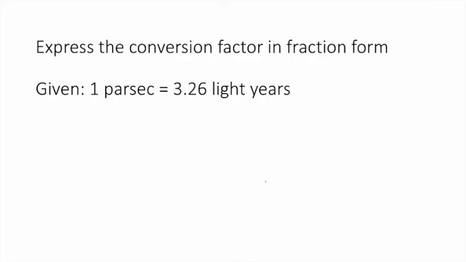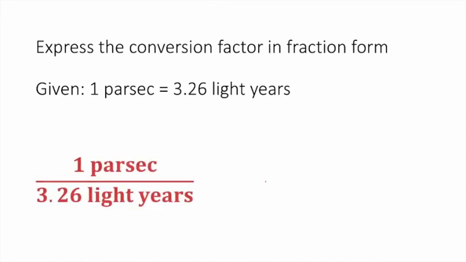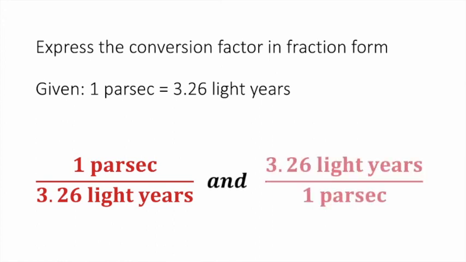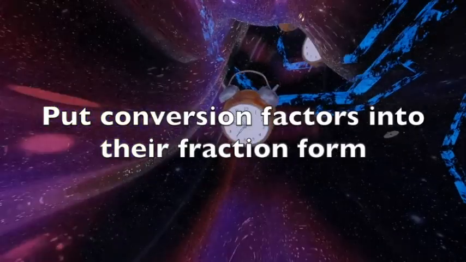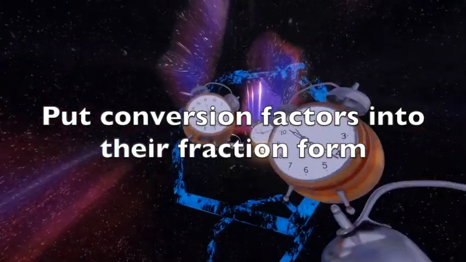Now let's do another example. Once again, I want you to try this on your own before you look at the answer. Express the conversion factor in fraction form. We're given 1 parsec equals 3.26 light years. The two fractions we can come up with are 1 parsec divided by 3.26 light years and 3.26 light years divided by 1 parsec. You should now be able to put conversion factors into their fraction form.